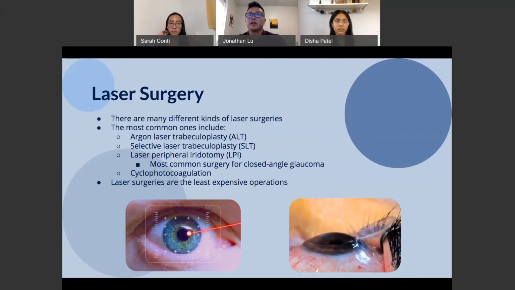Cyclophotocoagulation is not a very common surgery. Normally, this is done if other surgeries do not work. A laser is beamed to the structure of the eye that builds up pressure. Like SLT, this will most likely have to be repeated to maintain normal eye pressure.